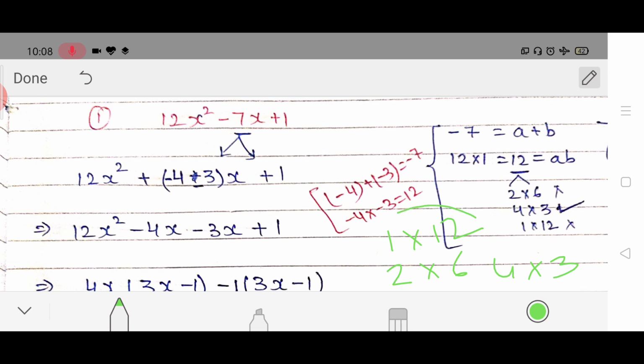If you add 1 and 12 what will you get? 13, so this is wrong. Now if you add 6 and 2 what will you get? 8, so this is also wrong. Now if you add 4 and 3 what will you get? You will get 7, so this possibility is right. But you can see our coefficient had a negative sign. Okay, so both our numbers 4 and 3 must also have a negative sign.